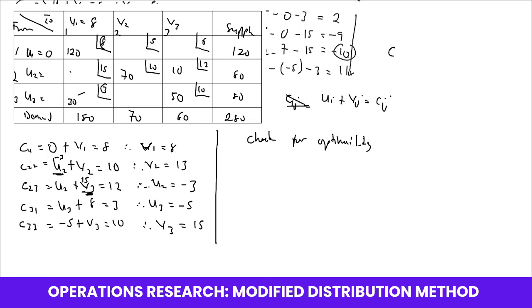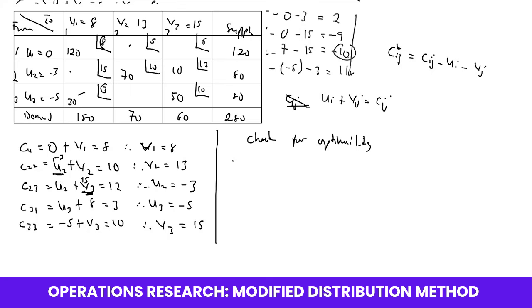We are going to do that by calculating the net cost change. That's Cij minus Ui minus Vj. So let's write our values so that it's simple for us. V2 was 13 and then V3 was 15. And then U3 was minus 5 and then U2 was minus 3. So we are going to do that for unallocated cells.